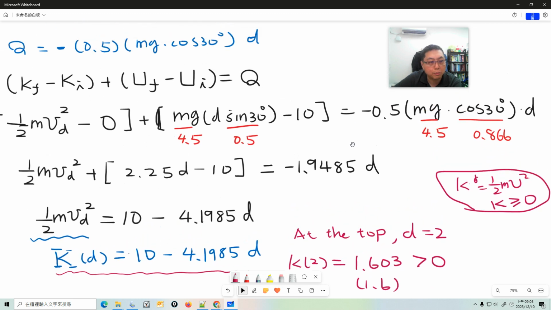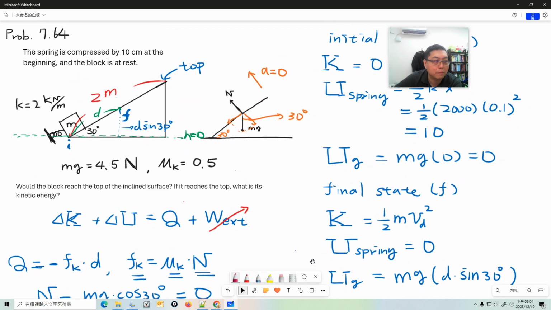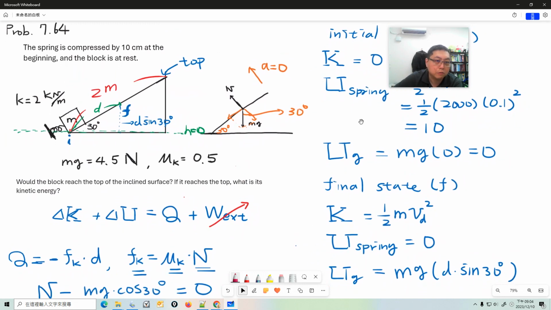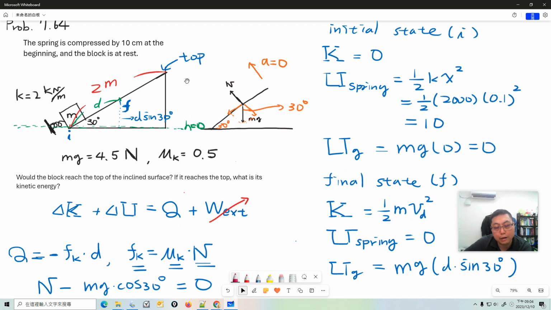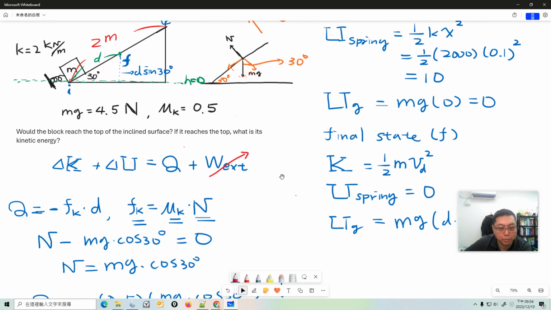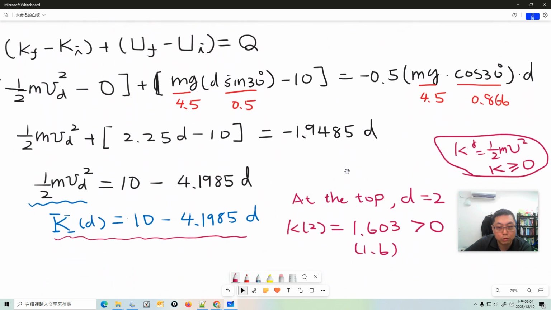So here's the problem, 7.47, 7.64. This is my solution to this problem. Actually, you can use various ways to approach this problem, but here is mine. In this problem, I would like to put the kinetic energy as a function of distance along the inclined surface, and it lets me easily answer any question about this problem.